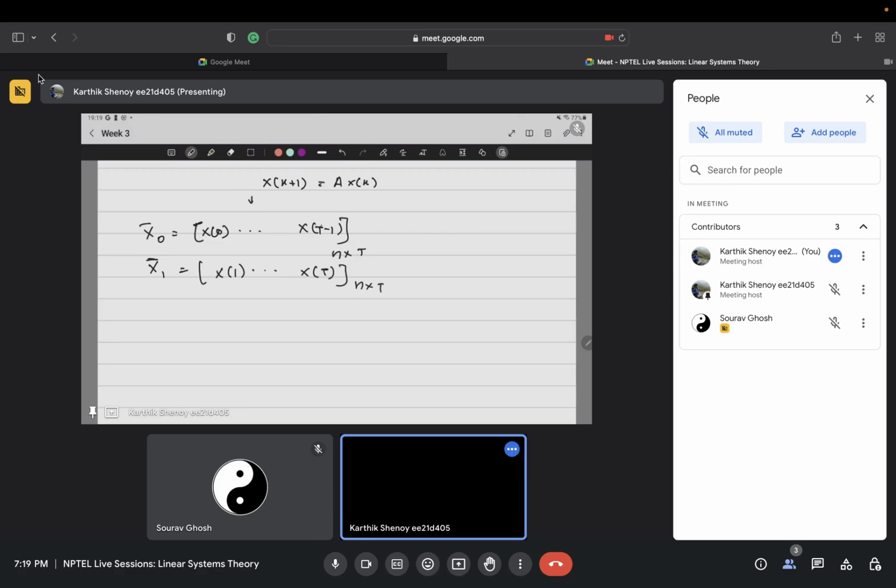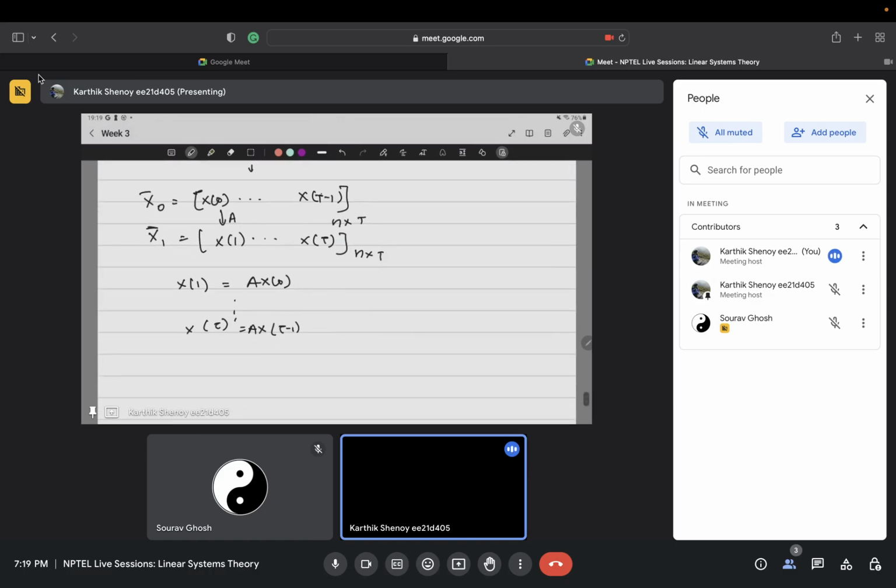This is also n cross t. Okay. So this is nothing but A times, correct. I am just writing it in a different way. This is my system data collected using sensors and things like that. I don't know the A matrix, but I know the relation between these two. What is that? X of 1 is equal to A x of 0 and so on, correct. X of t is equal to A x of t minus 1, correct. I can write this as x1 is equal to A x naught, correct? I can just group all this up and write it like this.